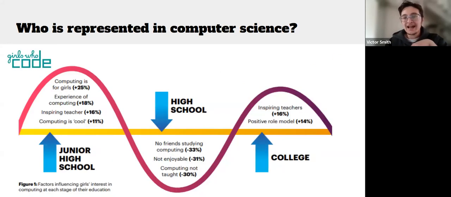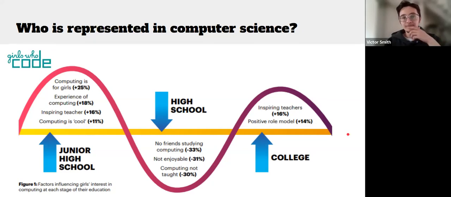We also know that girls and gender minorities are not as represented in computer science. This data comes from Girls Who Code. One thing that is interesting is that inspiring teacher is listed at both junior high school and college as a positive motivator, as well as positive role models. And I would argue that we can boost girls' and gender minorities' self-esteem through diverse picture books as well.